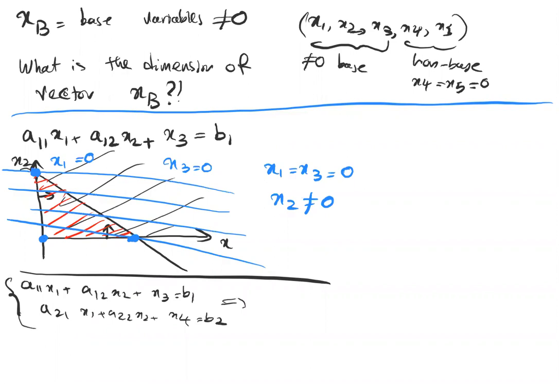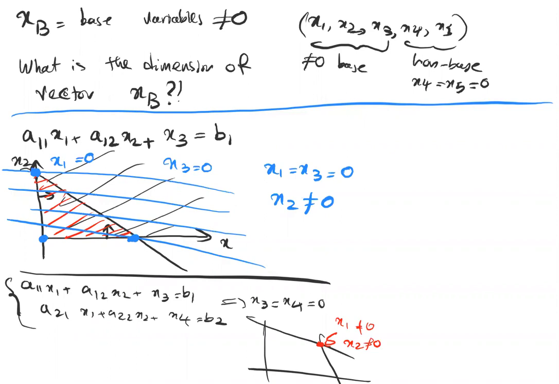In this scenario, x3 is equal to x4 is equal to 0, but because we have two lines, these two lines are going to intersect somewhere here, where x1 is non-zero and x2 is non-zero.